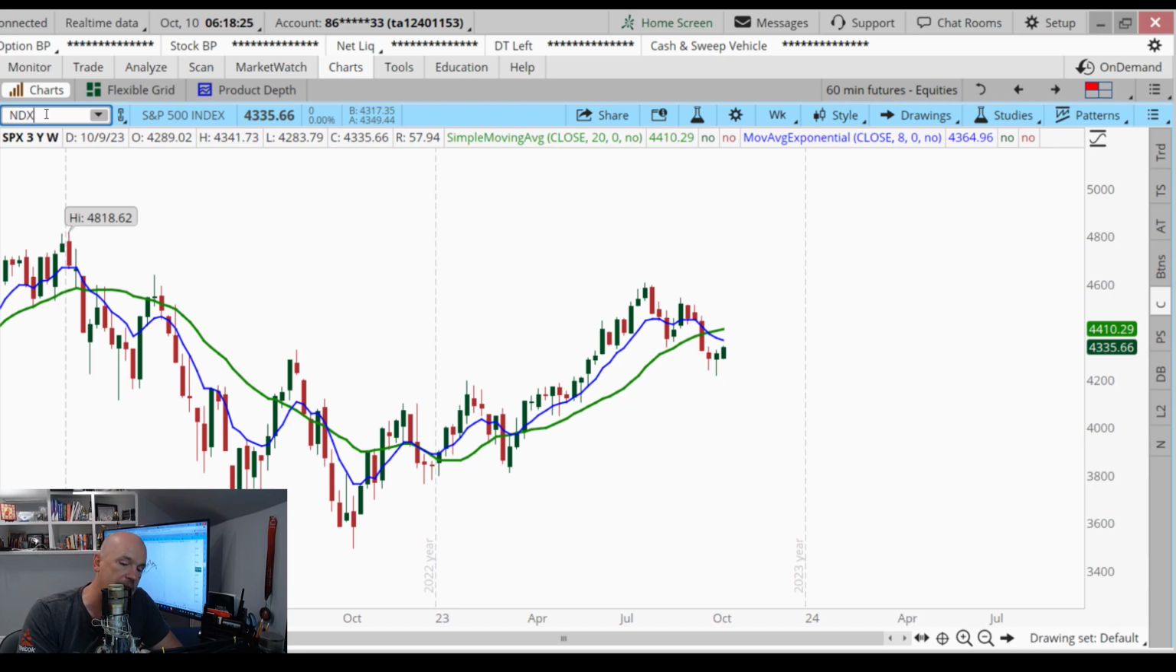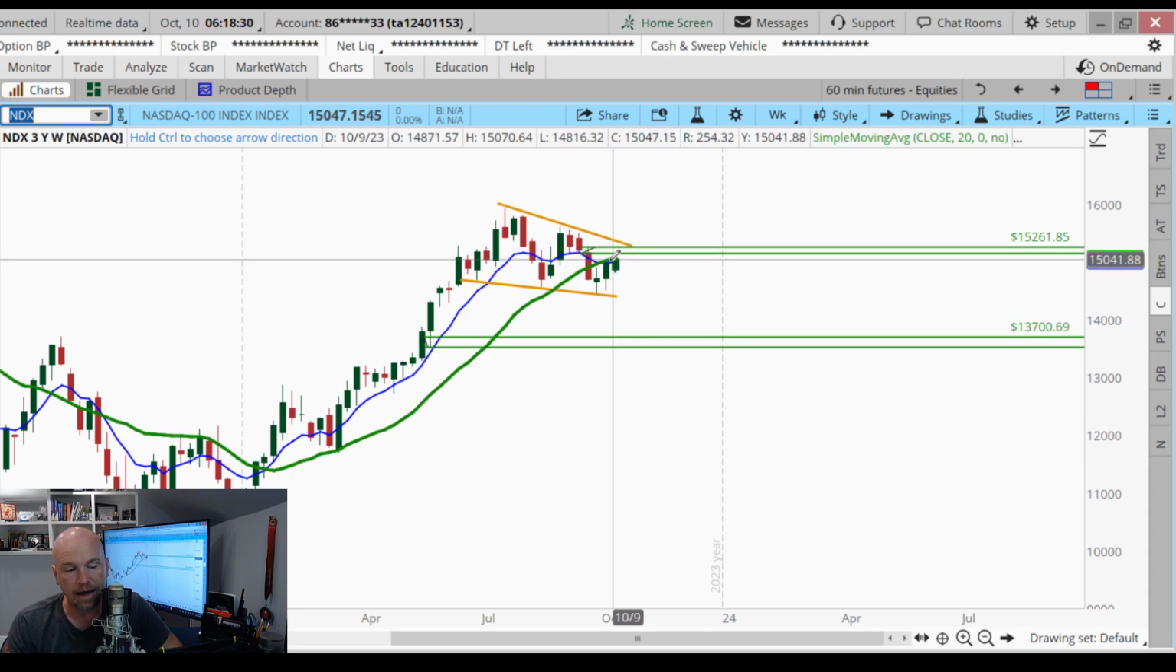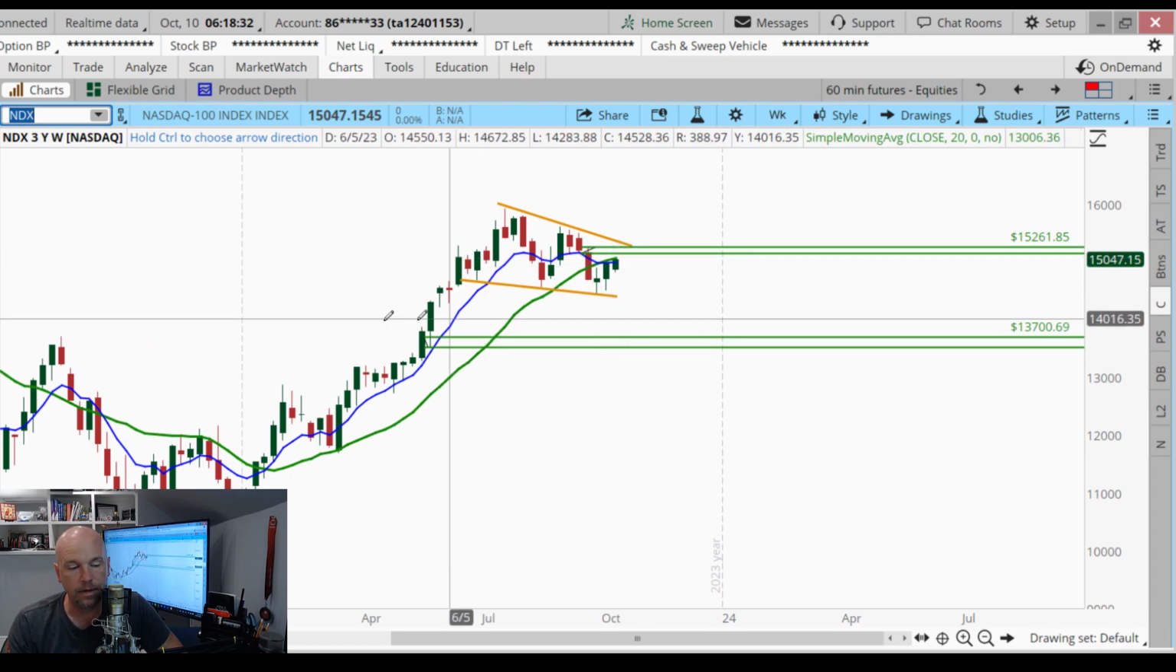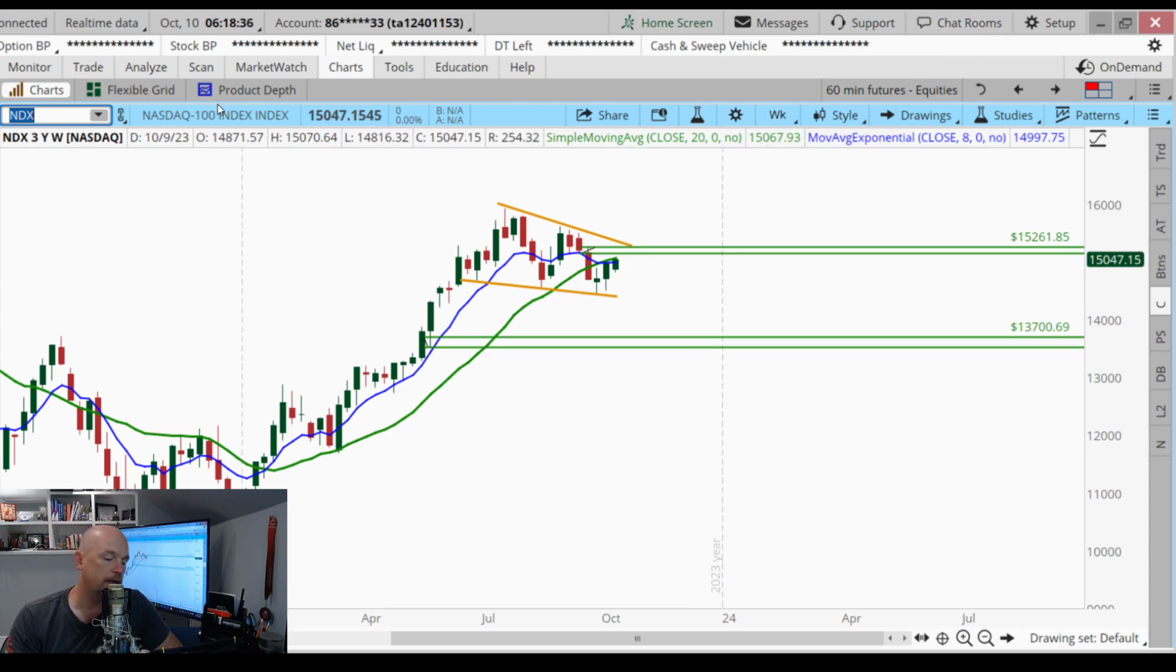If I look at the NDX, we are actually above the 8-period moving average. And we got a candlestick that's slightly higher than the prior high. So what does this all mean for you?